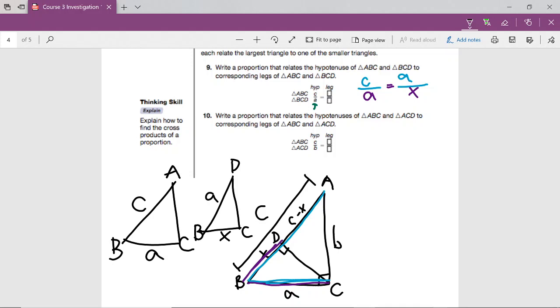So we are saying C relates to A just like A relates to X. Okay, so that's my first proportion. C relates to A just like A relates to X.